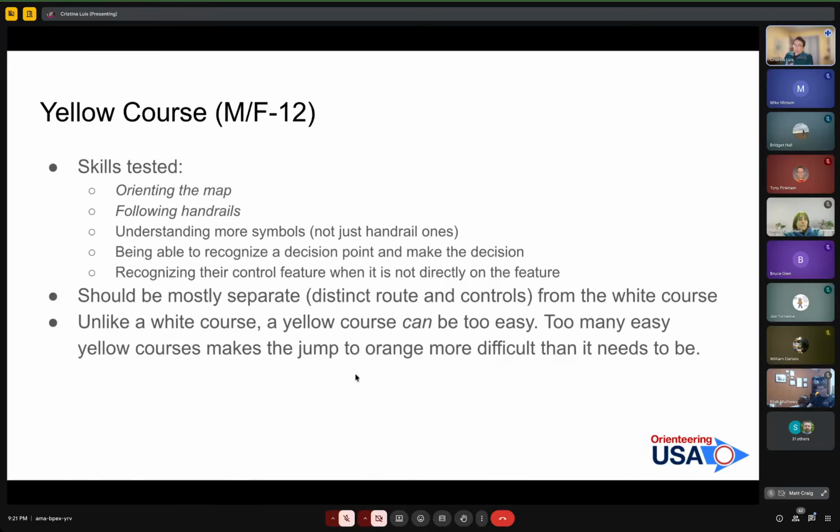So unlike a white course, which I said you really can't make too easy, a yellow course can be too easy. It can be too hard. Also, you guys get that little Goldilocks thing. You've got to make it easy enough that people with these skills can finish it, but hard enough that they are getting training for orange, right?